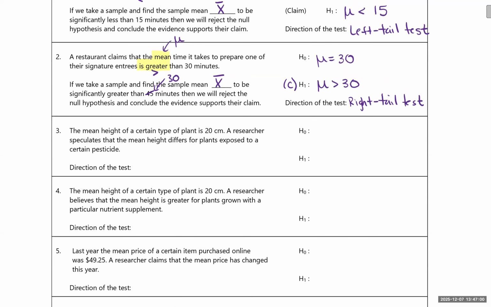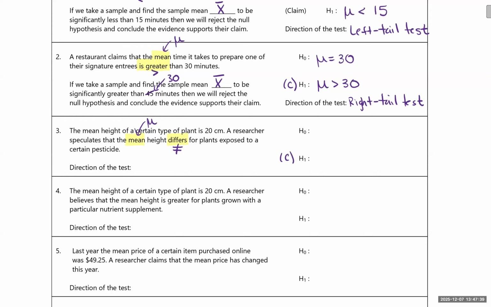All right, so number 3, the mean height of a certain type of plant is 20 centimeters. A researcher speculates that the mean height differs for plants exposed to a certain pesticide. All right, so parameter mu for mean, and then differs for plants exposed to a certain pesticide. So in this case, population mean, and then differs. They're not saying they think it's greater or smaller. They just think it's going to be different than 20. So that would be our not equal to.